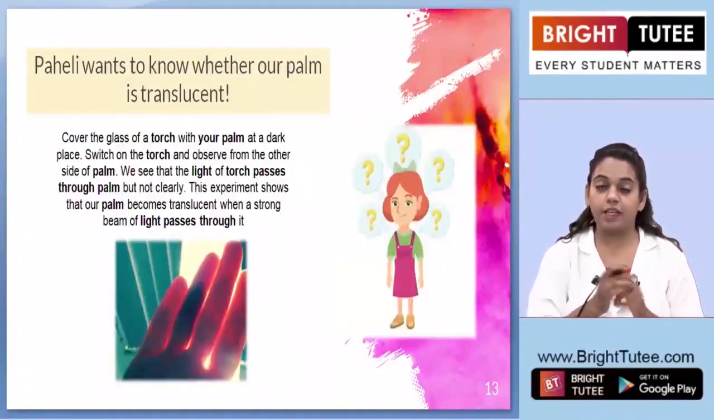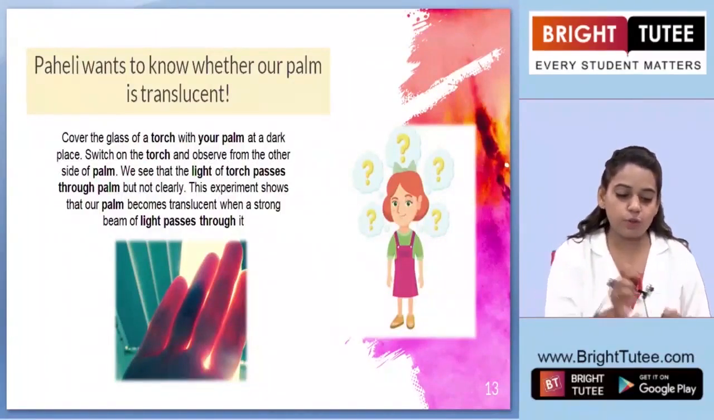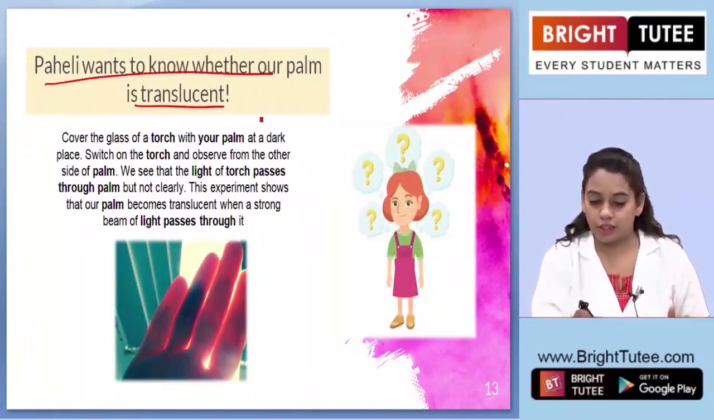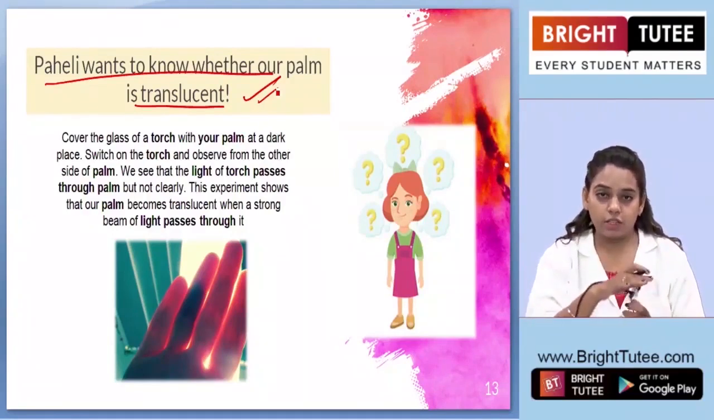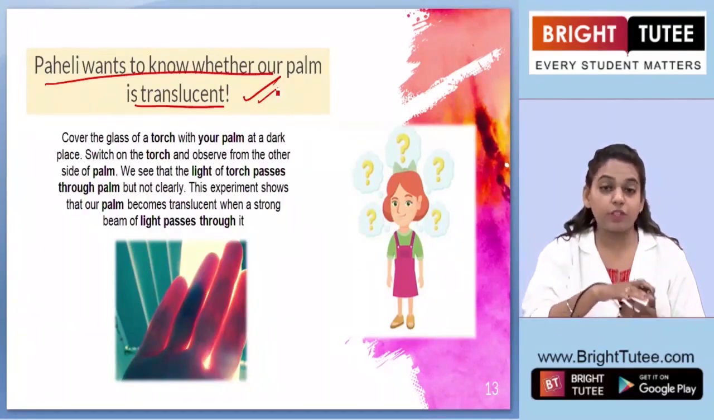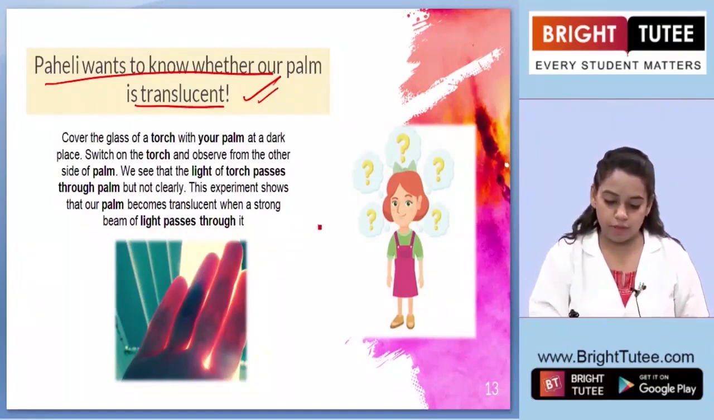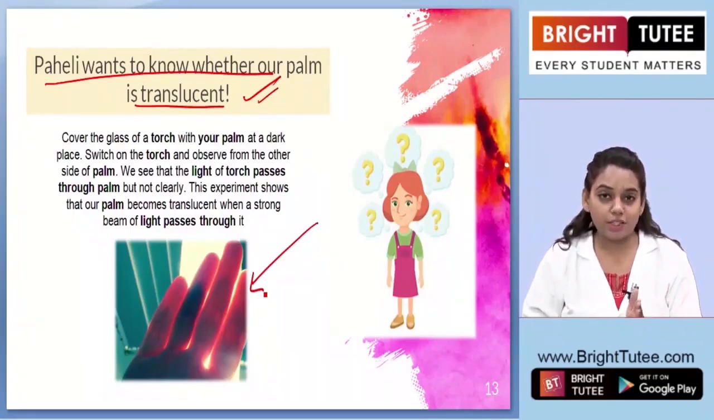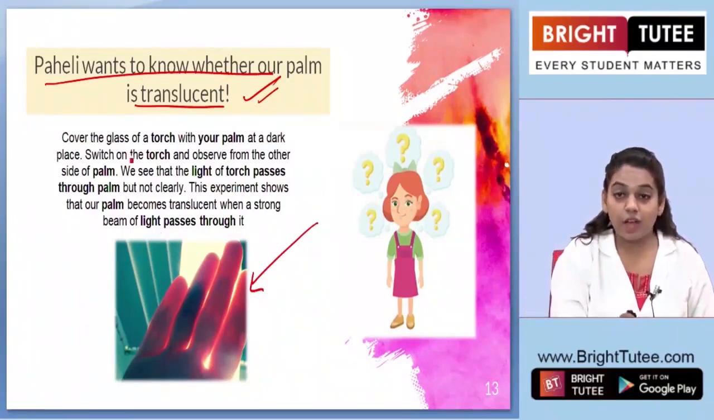And our friend Paheli now has a query for you, and she wants to know whether your palm is translucent or not. That is, you will take a torch, place your hand over it, switch on the torch, and you will observe that you can see the light through your hand. You can observe this from this picture as well. And so when the light passes through your palm, you can see through partially. So you can say that the palm is translucent.